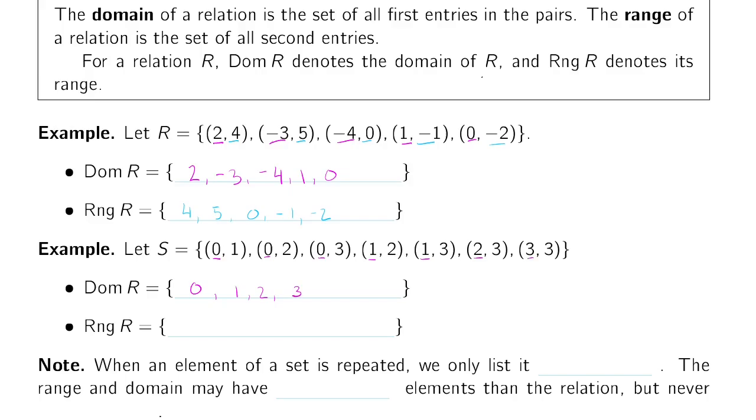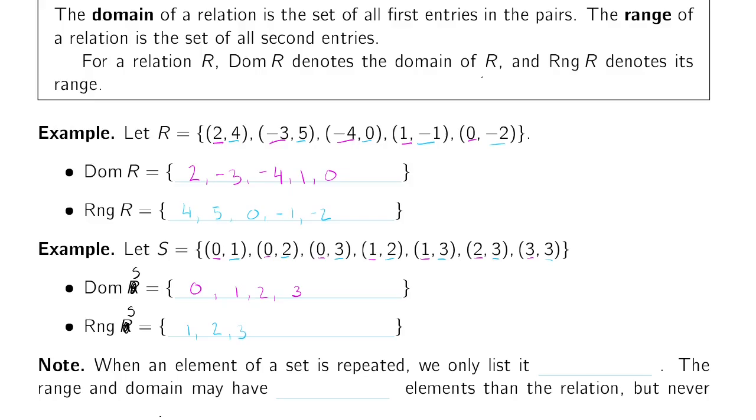In the range, we have a 1, we have a 2, we have a 3, we have another 2, we don't need to repeat that, another 3, another 3, another 3. So for the relation S, the domain consists of the numbers 0, 1, and 2, and the range consists of the numbers 1, 2, and 3.